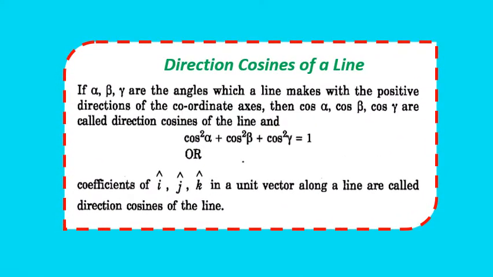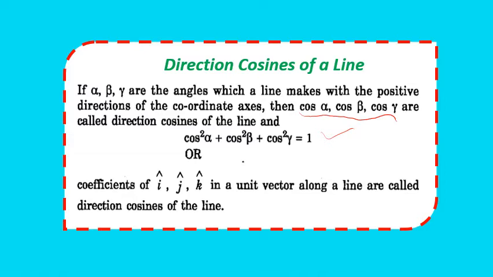Now the first, let me tell you the meaning of direction cosine of a line. So if alpha, beta and gamma are the angles that a line makes with the positive direction of the x, y and z axis respectively, then these angles are called direction angles, and the cos of these angles, that is cos alpha, cos beta and cos gamma, are the direction cosines of the line. Okay, alpha, beta or gamma are the angles made with the positive direction of x axis, and cos alpha, cos beta, cos gamma will be the direction cosines with respect to the axis. Clear? And we have the relation, that is cos square alpha plus cos square beta plus cos square gamma equals to 1.